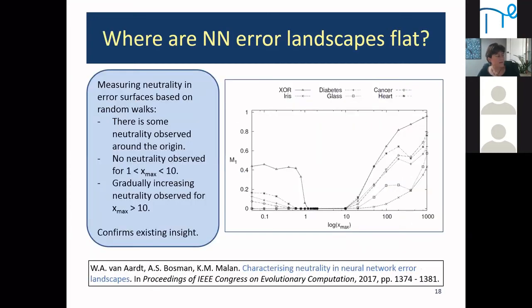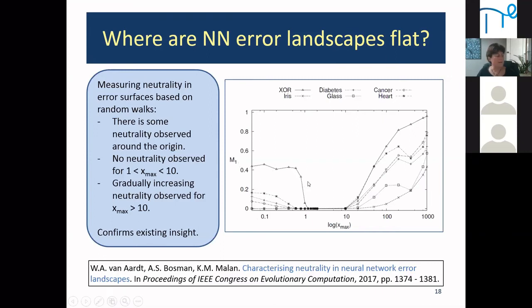There's another example where we know that neural network landscapes have flatness, but we want to know where it is flat. So here we measured what we call neutrality, using random walks. On the vertical axis of this graph is a measure of flatness: one means that it is very flat, and naught means that it's not flat at all. So flatness, neutrality, is increasing, and on the horizontal axis we have X max, where X is just the value of the weights of the neurons.